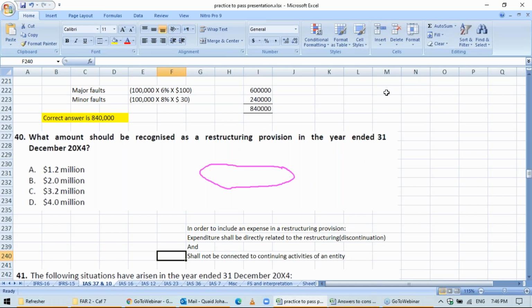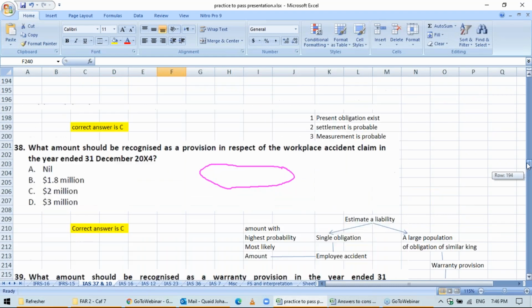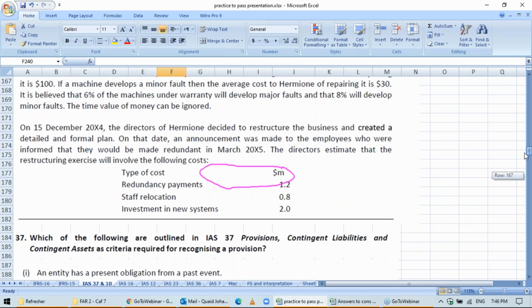So now check what three expenses they gave, and out of which, what expenses will form part of the restructuring provision. Just check. These are the three items they have given: 1.2, 0.8, and 2 million. Now, which one? This is right. Redundancy is connected to discontinuation and not connected to continuation. Staff relocation. If you relocate staff, what will that staff do when they move to a new location? They will work for the company. They will continue. So this cannot form part. This is connected to continuation.